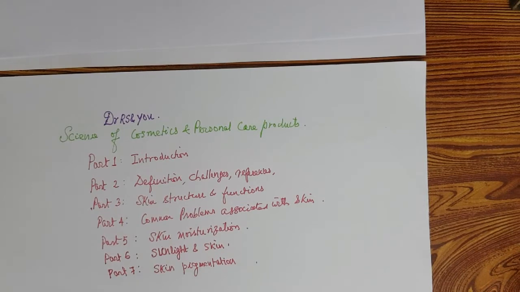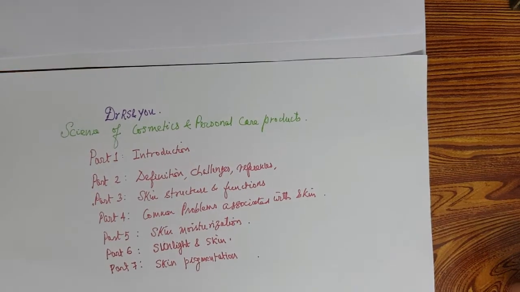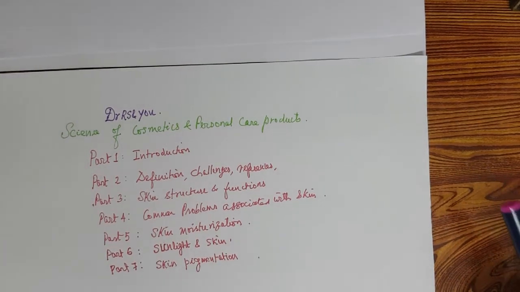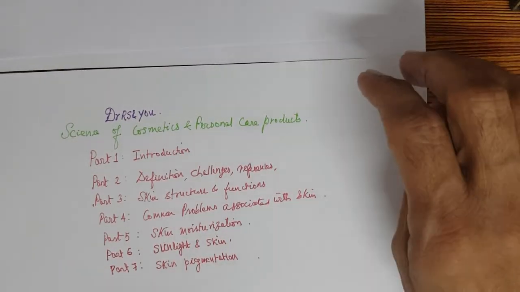More on the pigmentation control products and blemish control products we will see later when we come to the formulation aspect of it. Today we will cover the biological and chemistry part of it, very briefly. I am covering most of the things very relevant to cosmetics and personal care products.